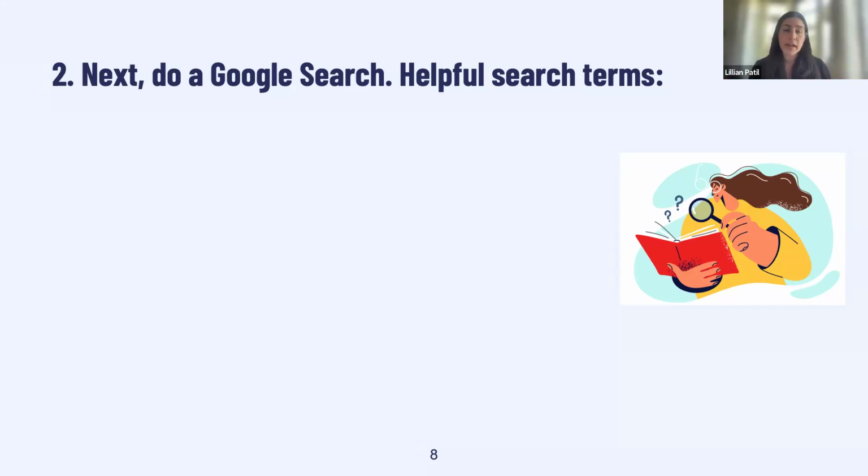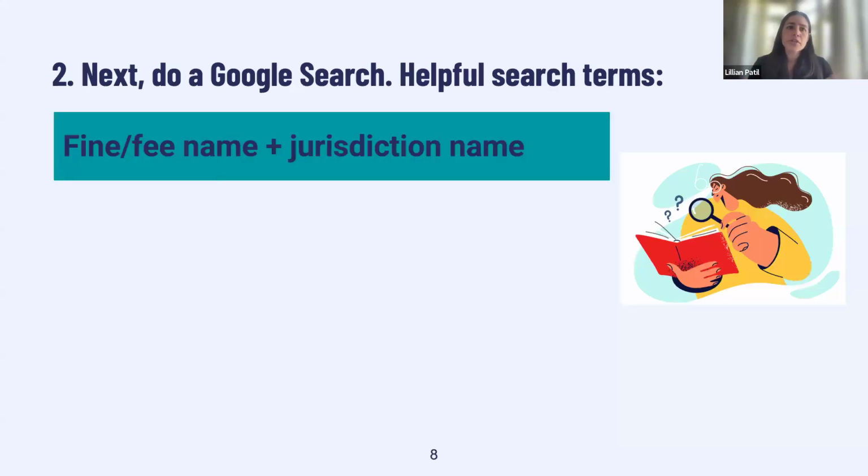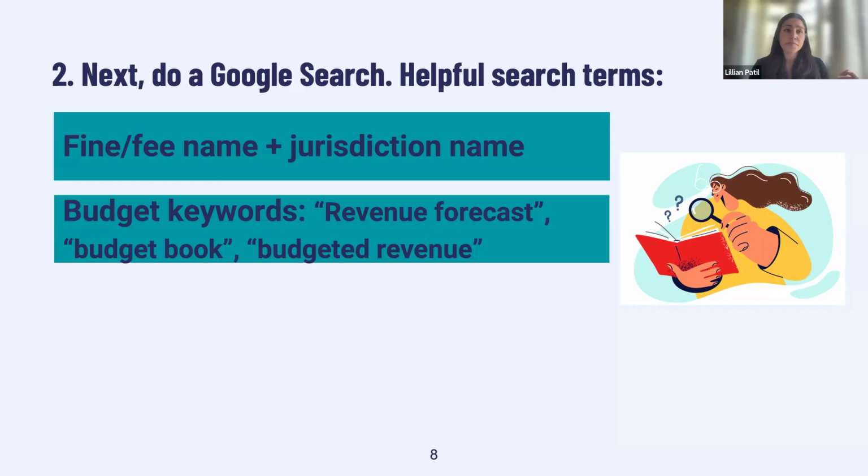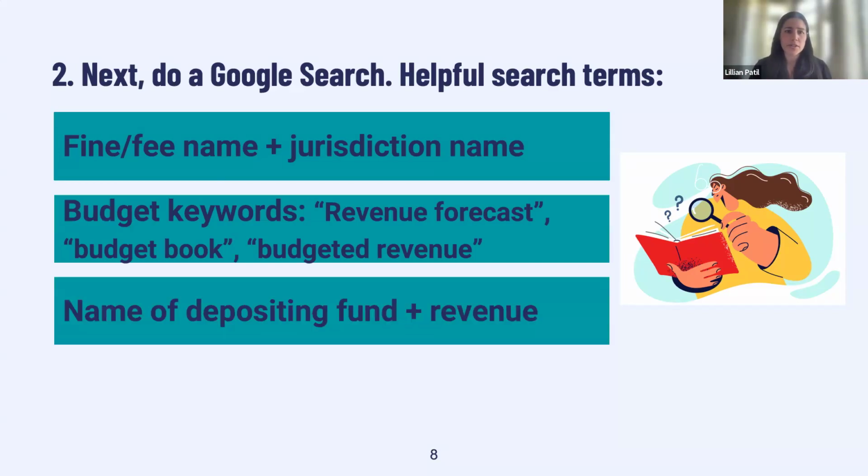That Google search can build and illuminate further, again, this overall revenue path story that we're trying to create. So as you're doing a Google search, here are some very concrete, very basic search terms you can use. At the very basic level, you can search the fine and fee name plus the jurisdiction name and just see what pops up. If you're searching for more budget-heavy references and documents, you can try some very budget-specific keywords such as revenue forecast, budget book, budgeted revenue, and we'll talk on the next slide about what kind of hits might come up from that search.